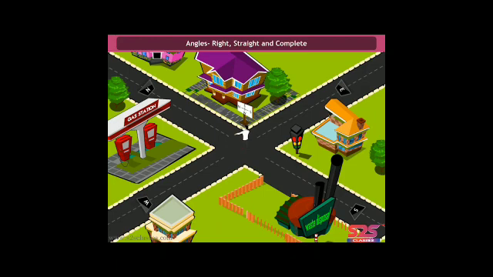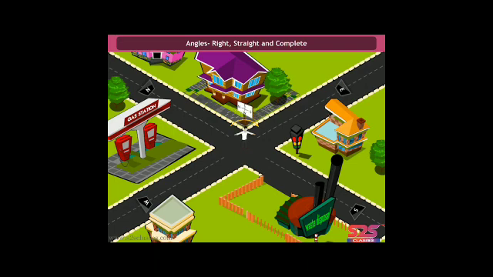Consider a boy standing on a crossroad facing towards the north direction. To face the east direction, he takes a right turn. The angle made by him here is a right angle. The shape of a right angle resembles the English alphabet L.